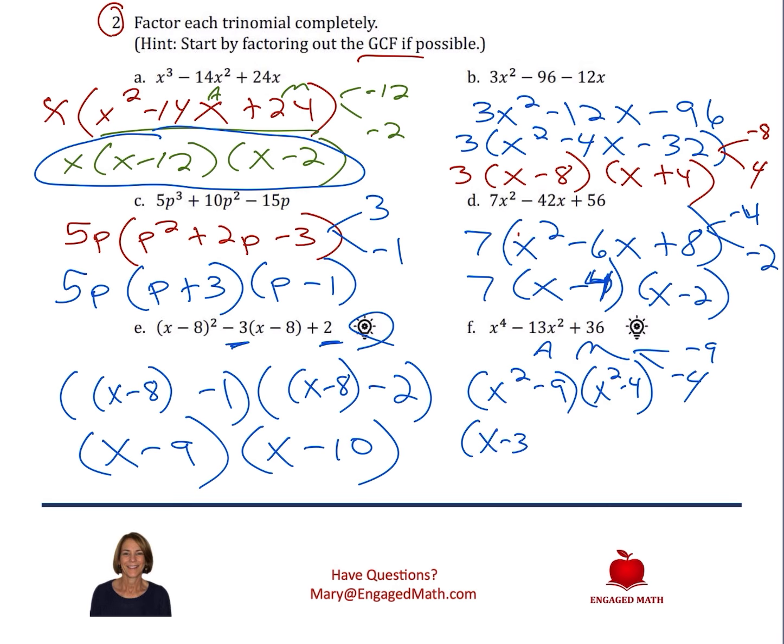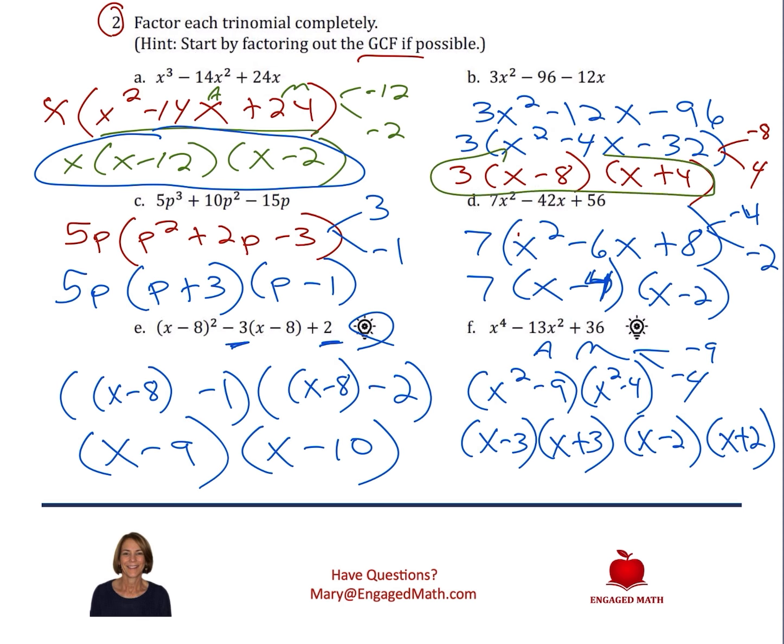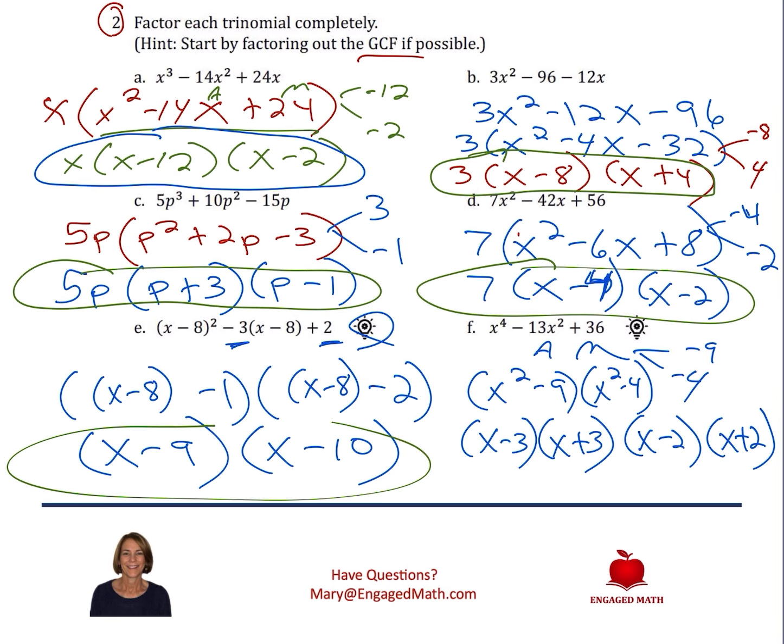But the great news is we can factor again because we now have the difference of two squares. So our final answer is going to be these four parentheses. Let me circle some of our final answers. We circled A, but here's the answer for B. Here's the answer for C, the answer for D, the answer for E, and the answer for F. Great job hanging in there with all of these challenging problems. See you next time.